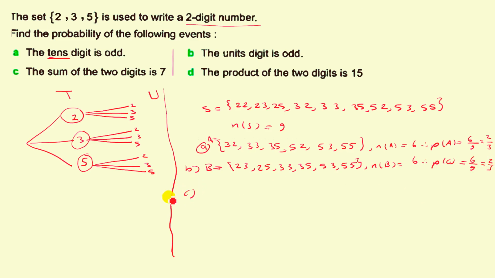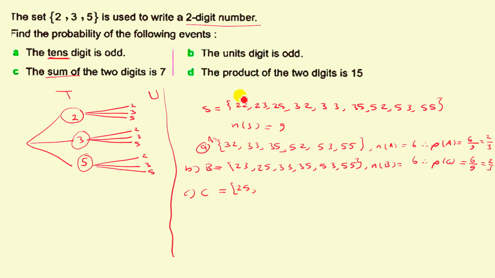Letter C, the sum of the two digits is 7. تعال نفكر، هي 2 بلس كام ادينا 7؟ 2 بلس 5 يبقى ناخد 25. 3 بلس كام ادينا 7؟ 3 بلس 4 مش موجودة هنا 4. 5 بلس 2 يبقى هنا اللي عنده السم 7: 25 و 52. طبعا هنبص على السامبل سبيس نجيب السم بتاع كل إيه 2 digits.